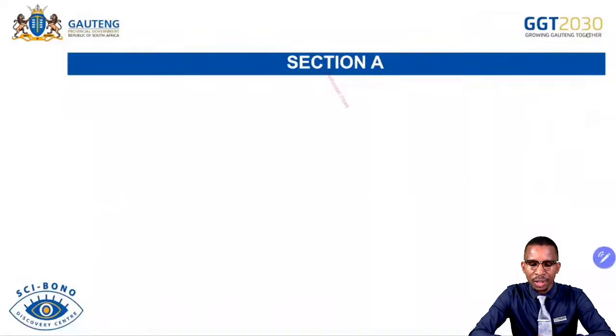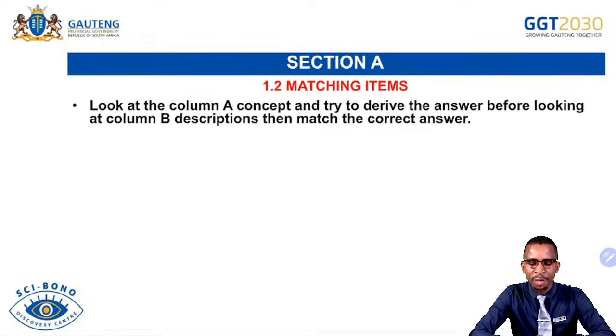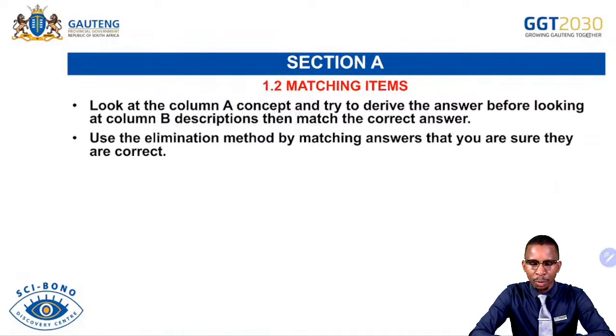And then we continue with section A, matching items, 1.2. Remember, it's 8 marks. Look at the column A concept and try to derive the answer before looking at the column B description. Then match the correct answer. It is very important that before you choose the correct answer, you read the statement in column A with understanding. Then you have an idea of what you should be looking for. Then you just go there and pick what is supposed to be taken.